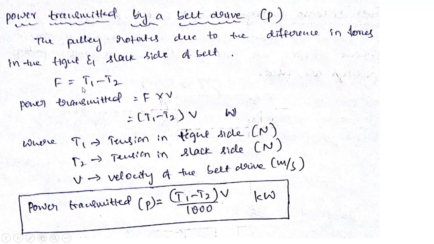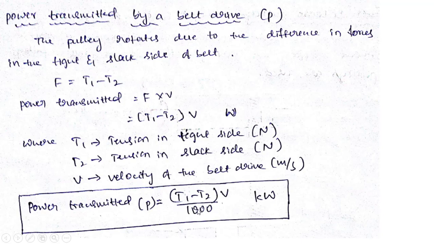So that force is given as F equals T1 minus T2, and power transmitted is equal to F into the velocity of the belt, F into V. The F value is T1 minus T2, that is the difference in the tensions, which gives the force that causes the rotation of the pulley, so T1 minus T2 into V. This is the formula for the power transmitted. The unit of T1 minus T2 is newton, and V is the velocity of the belt in meter per second. So that is newton meter per second. Newton meter is joule, so it is joule per second, and joule per second is watt. That's why the unit for power transmitted is watt. Power transmitted P is given as T1 minus T2 into V.